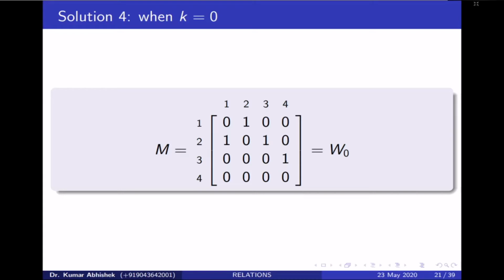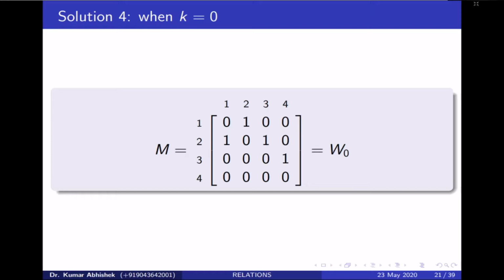Now from this W naught, we need to find the elements of W1. So the basic idea is that we will be applying the Warshall's algorithm here in a much more compact form, compared to what we have seen previously. Since we want to compute W1, the value of k is 1. So basically we will be starting our algorithm with the first row and the first column of W0.